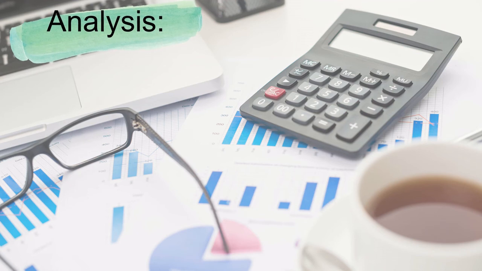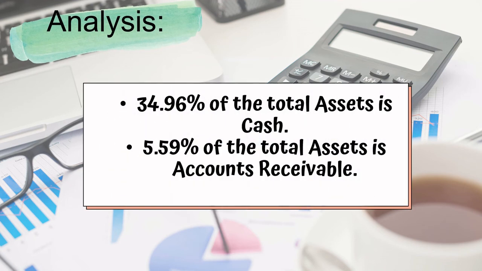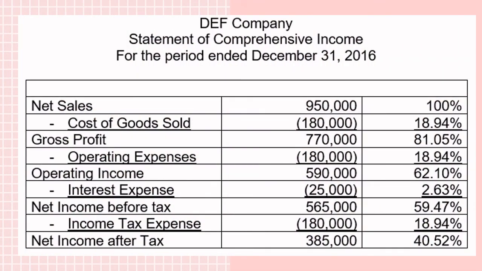Our analysis, 34.96% of the total assets is cash. 5.59% of the total assets is accounts receivable. Ito naman ang vertical analysis ng SCI ng DEF Company. Tingnan naman natin kung paano ito na-compute.